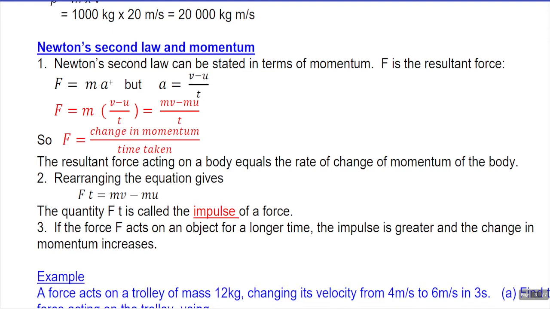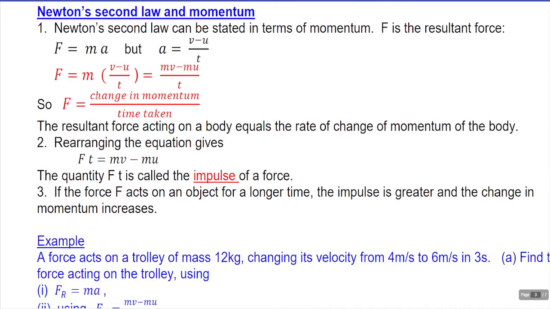So instead of writing ma, we are now writing m. Then we substitute for a, which is v minus u over t, which comes to be, if I expand what's in the brackets there, mv minus mu over t. So we can conclude that force is equal to the change in momentum over the time taken. The resultant force acting on a body equals the rate of change of momentum of the body. So that's the expression for the second law of Newton.